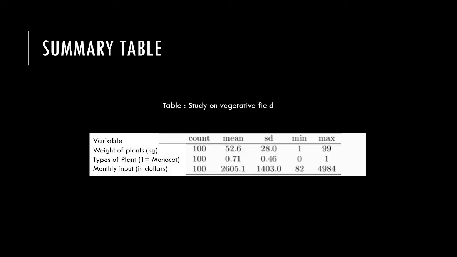The summary table possesses statistical information of the data. In this case, the variables are weight of plant, types of plant, monthly input. They all are variables. Their count, mean, standard deviation, they are the statistical information. This kind of table is known as summary table.